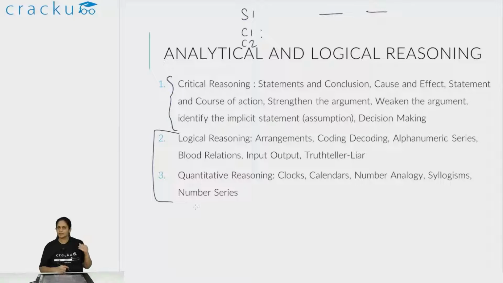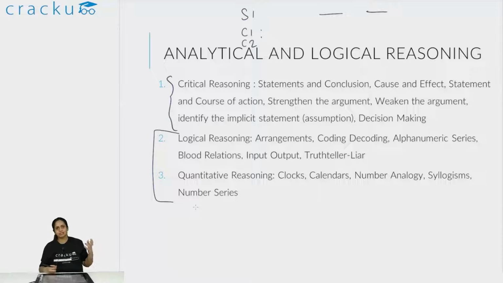Quantitative reasoning is sometimes slightly time consuming because there are questions on clocks and calendars. They take time to solve, like 2-3 minutes each. Number analogy: if you get the number analogy quickly, you will get it. If not, you will have to consider all the various combinations, and that would take time.